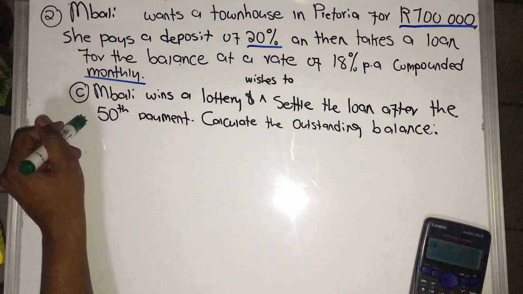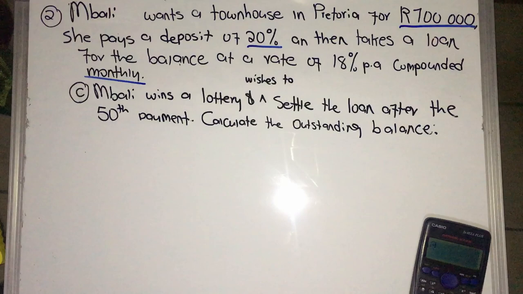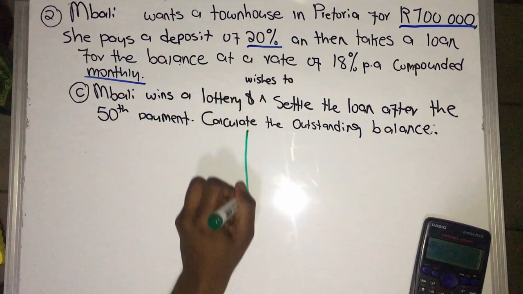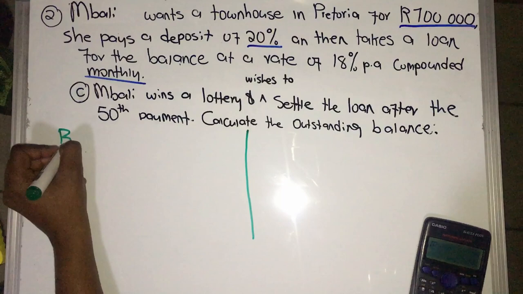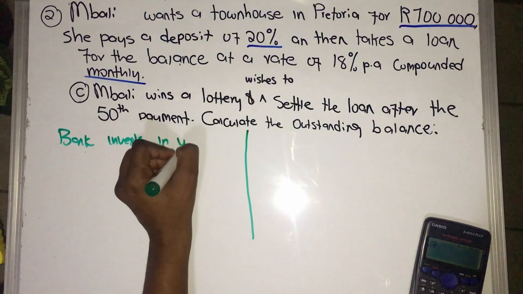Okay, so balance again. A simple way of understanding the balance at any point in the loan agreement, in this case after the 50th payment, is to break the situation in two ways. The first way, really think of it as a bank investing in you, or in this case Mbali.